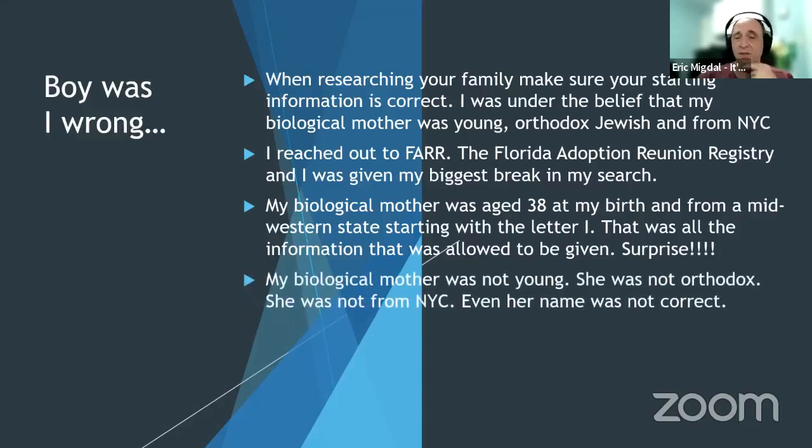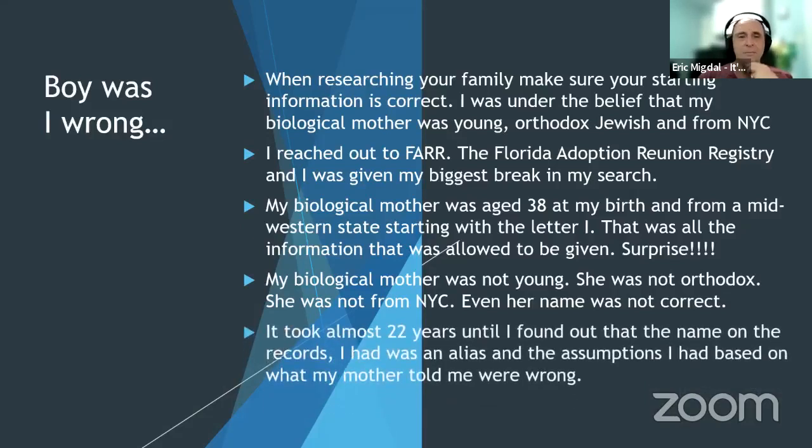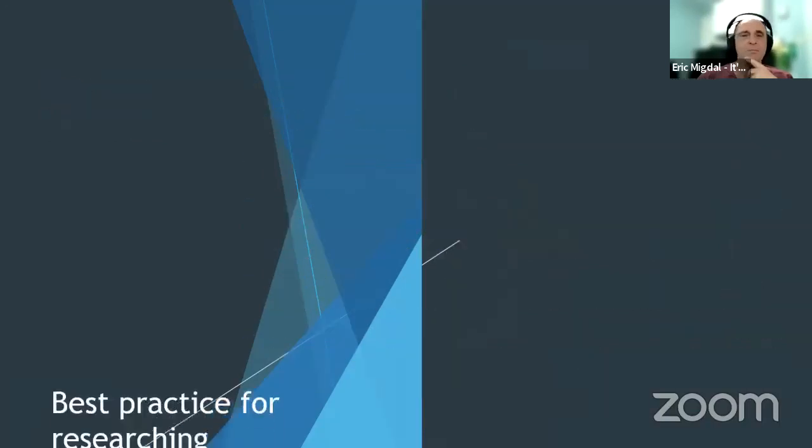Surprise! She was not young. She was not Orthodox. She was not from New York City. Even her name was not correct. It took almost 22 years until I found out that the name on the records I had was an alias, and the assumptions I had based on what my mother told me were wrong.